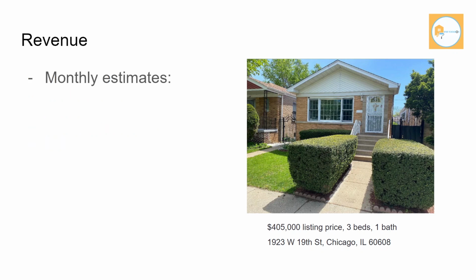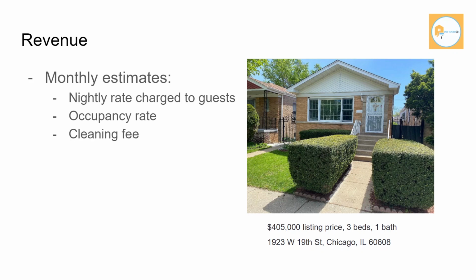All right, let's first talk about the revenue. Here are the monthly estimates for an Airbnb property. First, we're going to account for the nightly rate charged to guests, the occupancy rate, so how often is the property occupied throughout the year. So this is a percentage from 0 to 100%, 100% being that it is rented out 365 days out of the year. What the cleaning fee is per booking. And then we'll also estimate an average number of bookings per month.